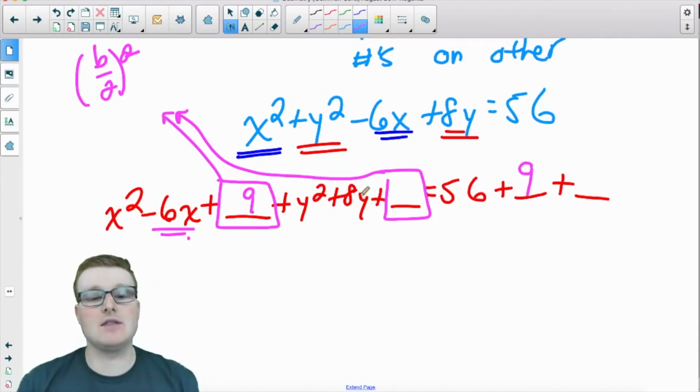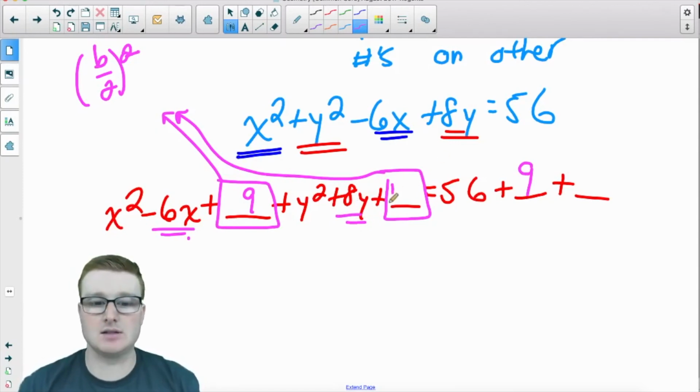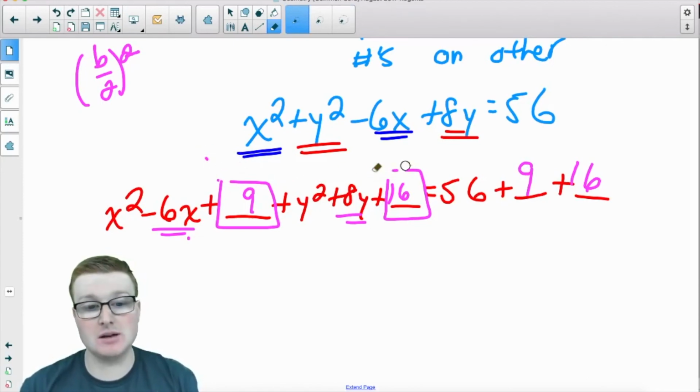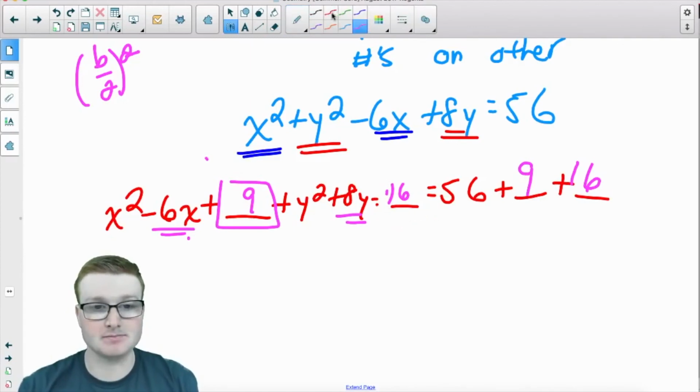Take this one. The middle term is 8. 8 divided by 2 is 4. 4 squared is 16. 16, 16. Boom. Now, this is where most people honestly get stuck. Right here. They don't know what to do from here. Some people get up to this point and they're like, all right, now what do I do? Well, that's perfectly normal if you are having trouble.